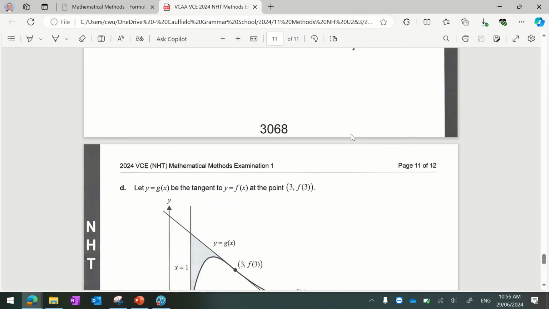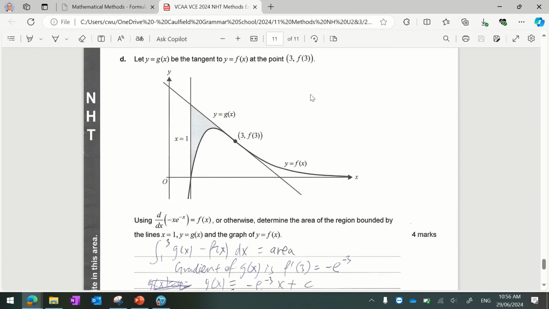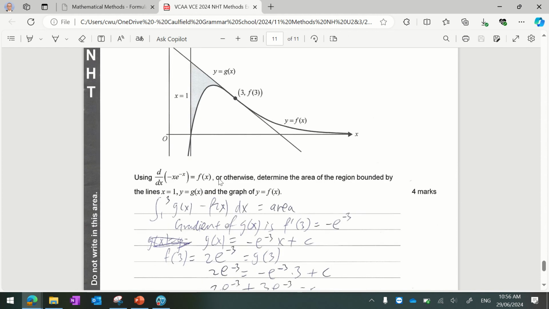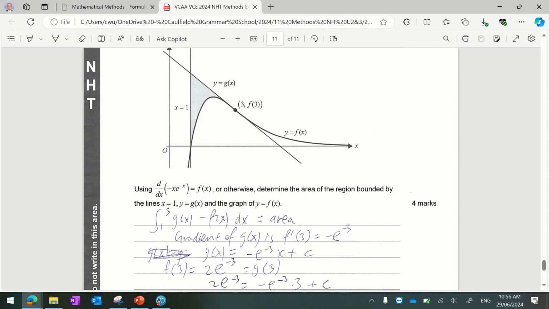And then question D, we're still in the same question. Function g is a straight line. It is a tangent to function f at the point x equals 3. And then using the derivative of negative x e to the power of negative x, we need the area of the region bounded by the line x equals 1, g, and f. Well, to find the area, it means we need to integrate, but the integration terminals are 1 and 3. It's literally given to you in the graph. And then it's area between two graphs. So the top graph minus the bottom graph is what we need. So g minus f.